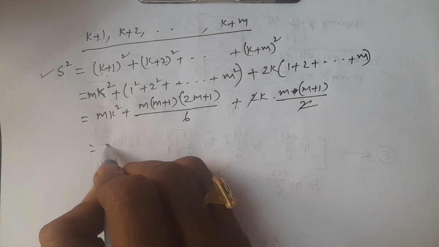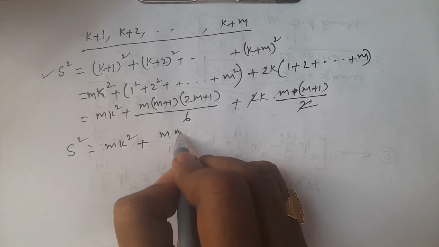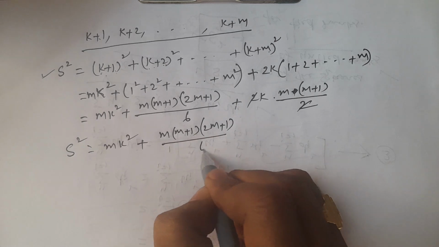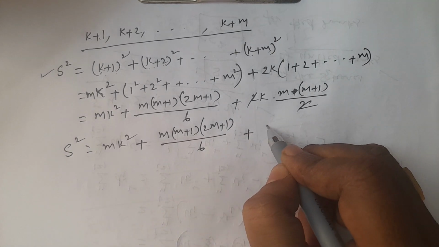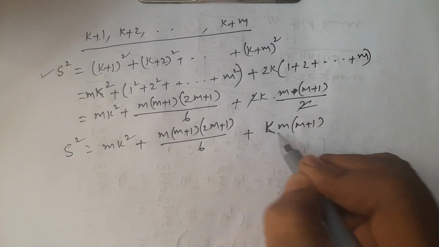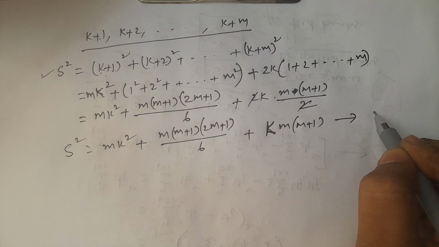So the term here is m into k square, this is s square, plus m into m plus 1 into 2m plus 1 divided by 6 plus k into m plus 1. So this is the equation I am considering. Let us call it equation 4.